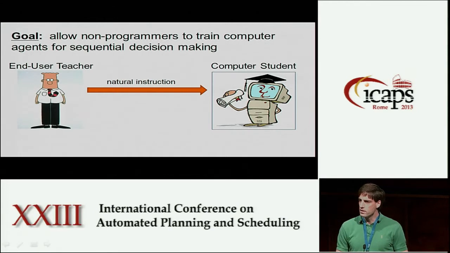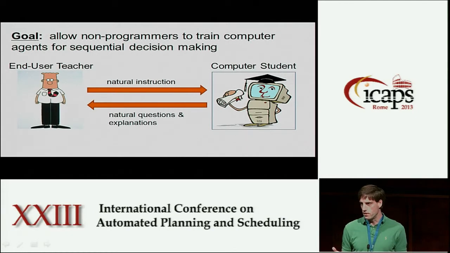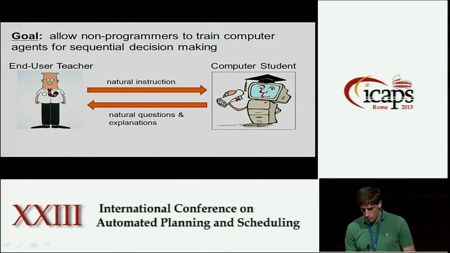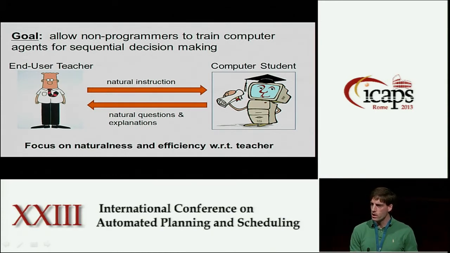Another thing that we want is, it's reasonable to think that a computer could be a better student if it were able to send questions or explanations back to the expert. We generally think that human students do better if they ask questions. And so we need another channel that goes in the other direction. And again, this channel cannot be first-order logic. So the thing to remember here is that we want to focus on naturalness and efficiency with respect to the teacher. And that's sort of this research agenda: what can you put in these channels that's natural and will allow the teacher to teach what they want with as little effort as possible.